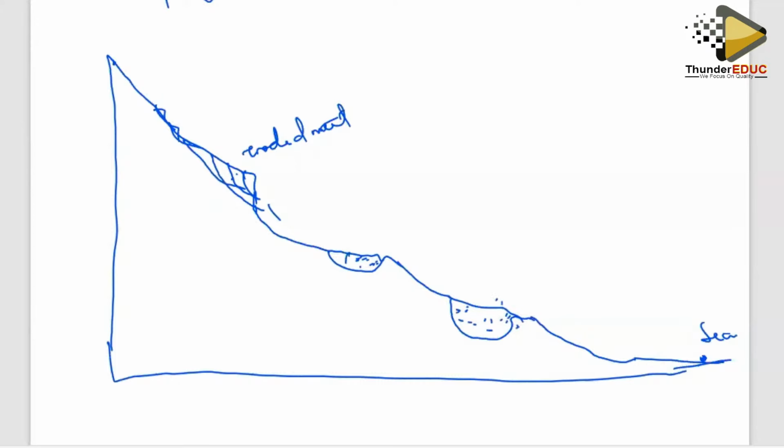And ultimately, if the river also starts to erode from here, it must maintain a smooth concave shape because these areas are filled up. These areas are already filled up, meaning to say the river will end up achieving a smooth concave shape from its origin until it gets to where it ends.